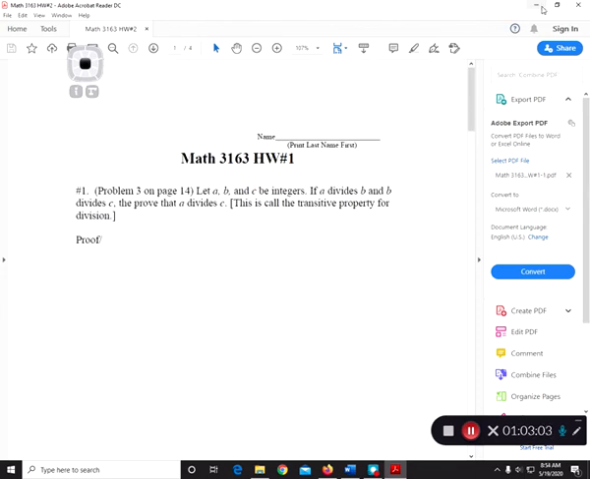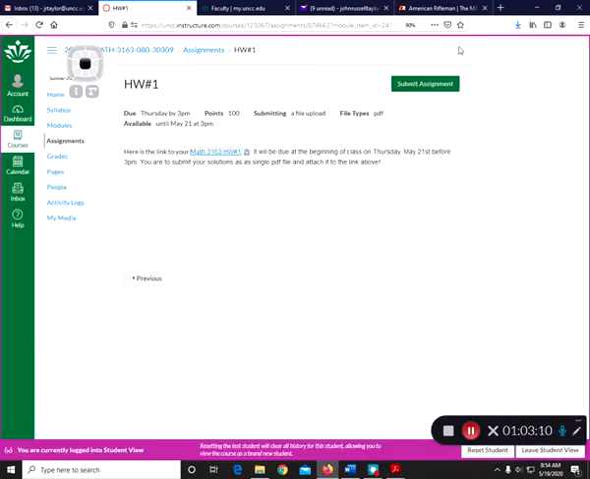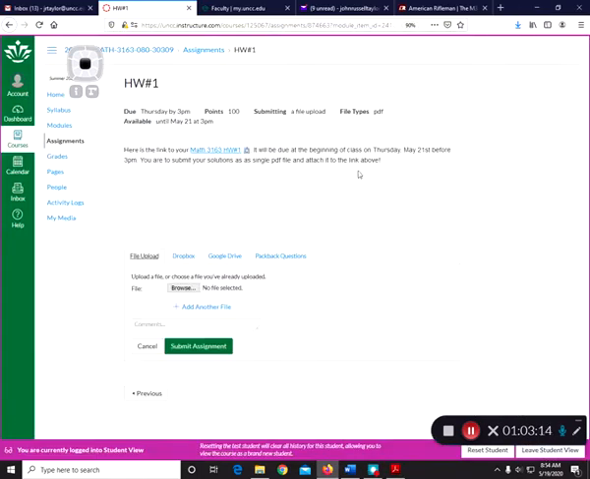But what I want you to do is, after you've written this stuff up, you need to scan it as a single PDF file, a single file. And then you're going to come over here and submit. And when you click on submit, you'll get a way to actually browse and upload this thing, and it takes it to Canvas. And from there, we'll actually copy it out and get it graded and stuff like that for you guys.